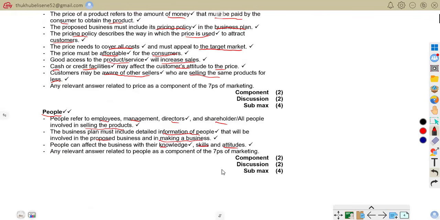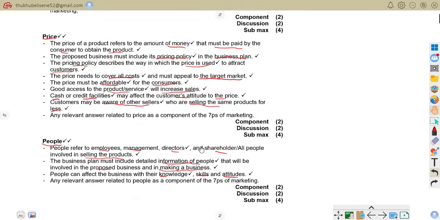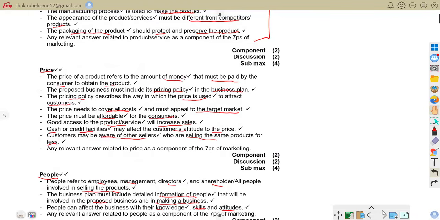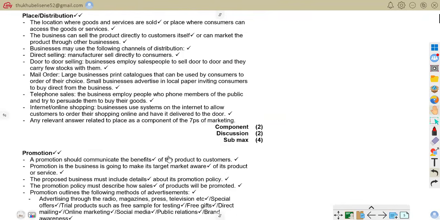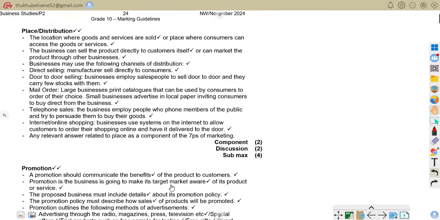Let us move on to another aspect. So here we are on another aspect, distribution. Now we are on distribution.